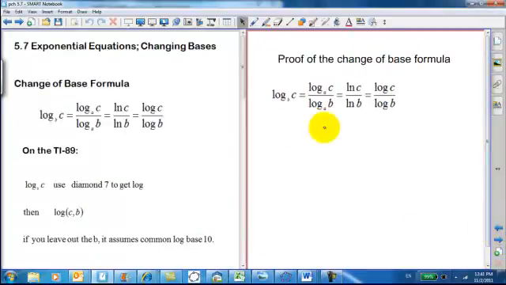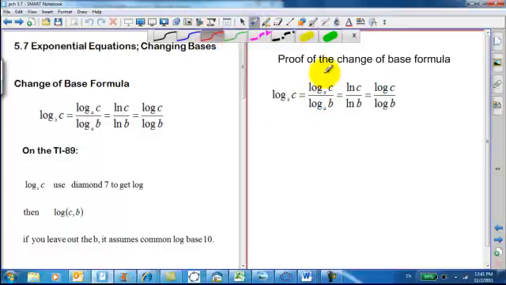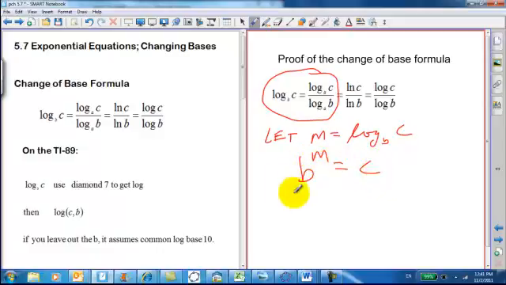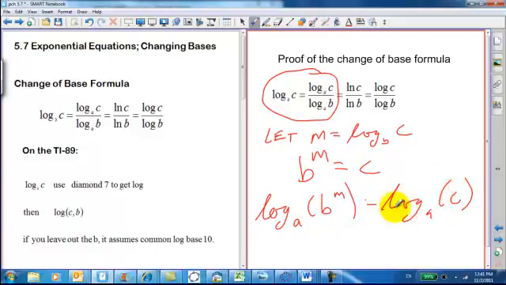Now here's a little proof of this formula. How does this work? We want to prove this part of the formula like this. Well, let's start off by just letting m, any old number, equal log base b of c. Now we can rearrange this with our ideas of logarithms. So that's b to the m equals c. And now let's introduce the new base. Take the log base a of both sides, equals log base a of c.